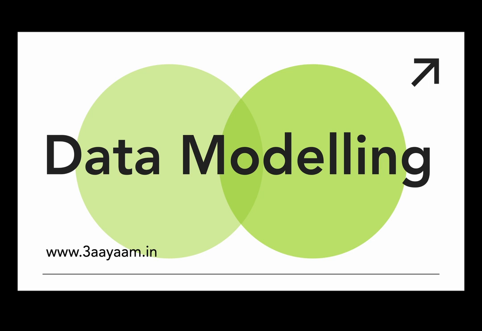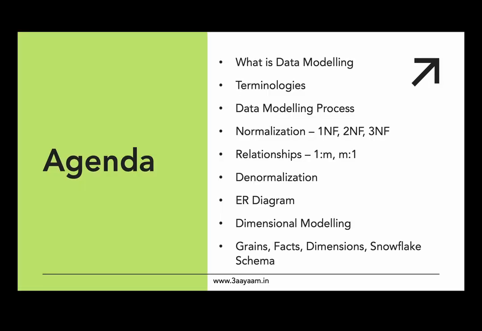So as you already know, this is basically a topic on data modeling, and this is going to be the agenda. I'll talk about what is data modeling and then various terminologies of data modeling, how the process is executed, then some concepts like normalization, first normal form, second normal form, third normal form, then relationships like one to one, one to many, etc. I'll also talk about denormalization.